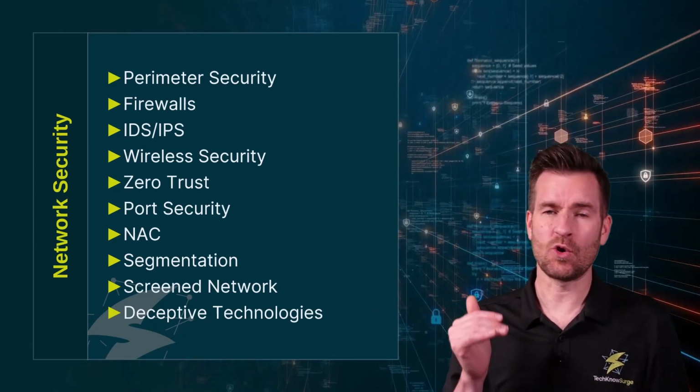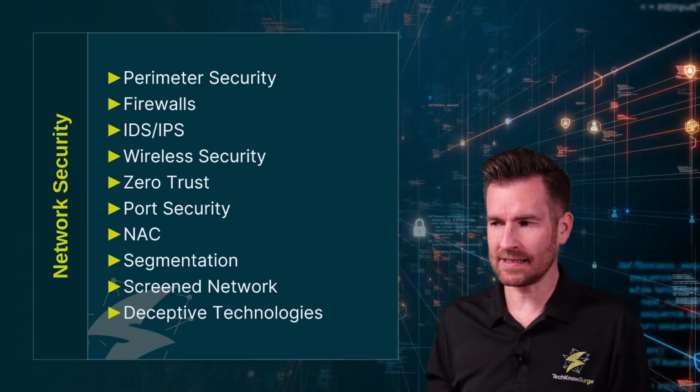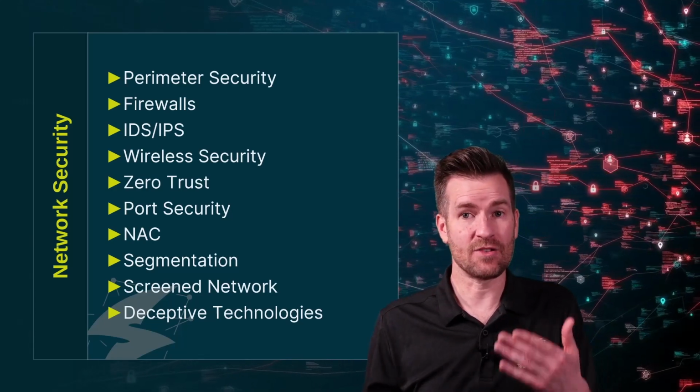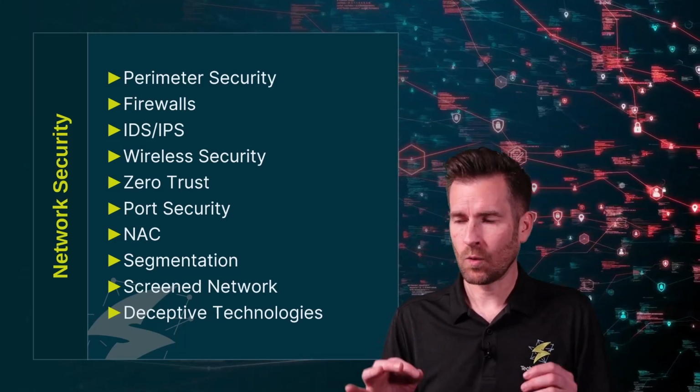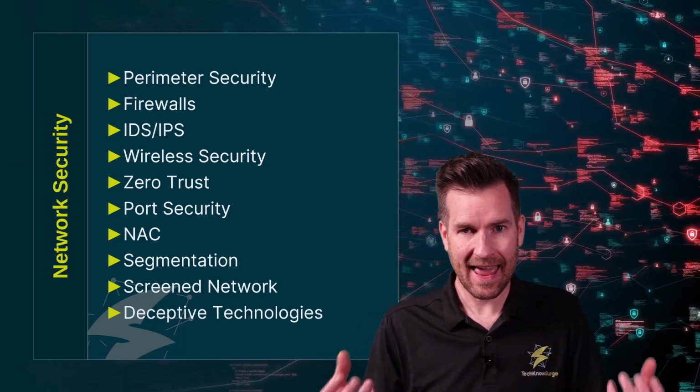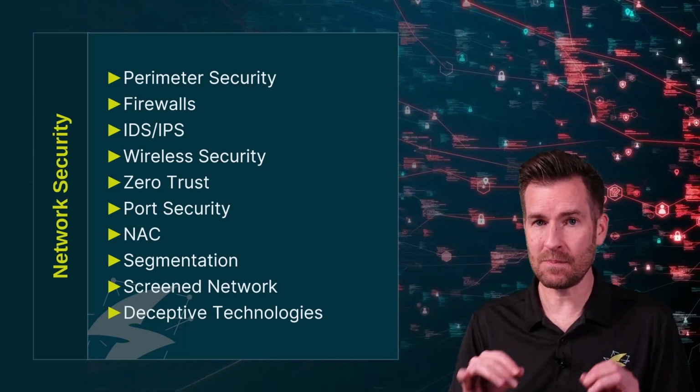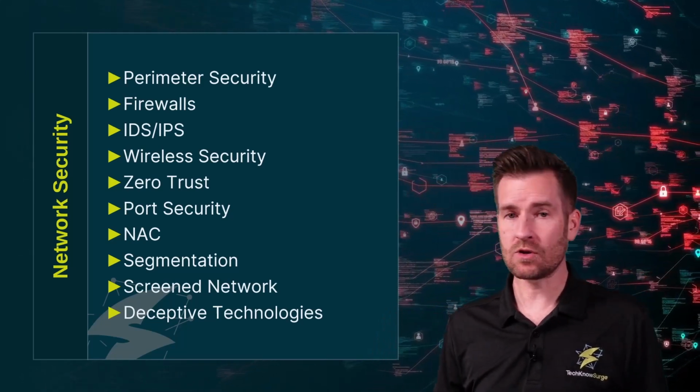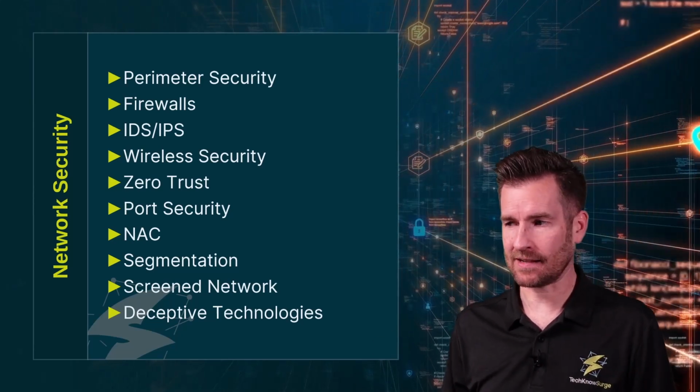We're going to get into wireless security and what wireless security looks like. We'll talk about zero trust and how zero trust plays into protecting the inside of our network as well. We're going to get into port security and how it can protect us against unauthorized people plugging into our network. We'll get into network access control, or NAC, and how it protects our network.